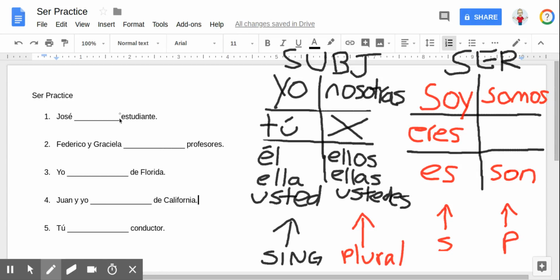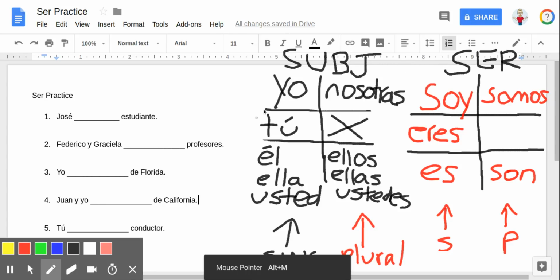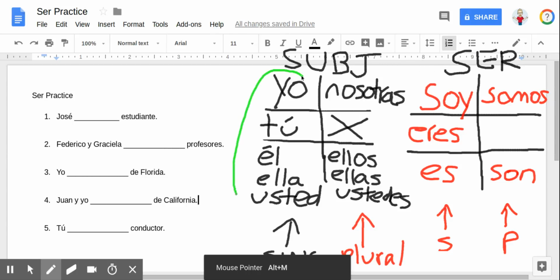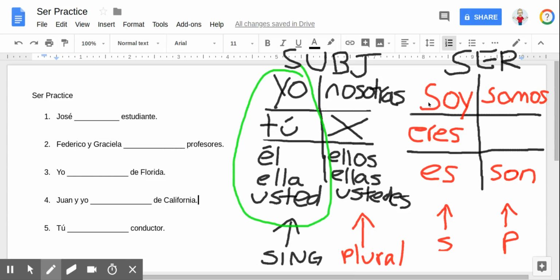So let's go over here to these 5 sentences. The first one we have Jose. Jose is just one person, one guy, right? So I know that Jose is going to fall over here somewhere on the left because he's one person, that's singular, which means I'm going to use one of these ones as well. So if I want to say Jose is a student, I need to look at my information here and ask myself which one is talking about him. So here's the word he, which is él. That's the one I'm going to use. So Jose is this word es right here. So I'm going to put es into this blank.